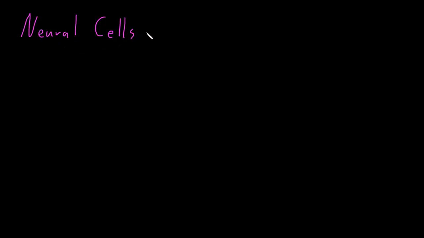Neural cells are divided into two big categories. The first are neurons, which were traditionally called nerve cells. And the second are glia. Now these can also be called neuroglia or glial cells. That all means the same thing. Neurons are named from a Greek word for nerve, while glia are named from a Greek word for glue, because they were once thought to do little except glue neurons together.